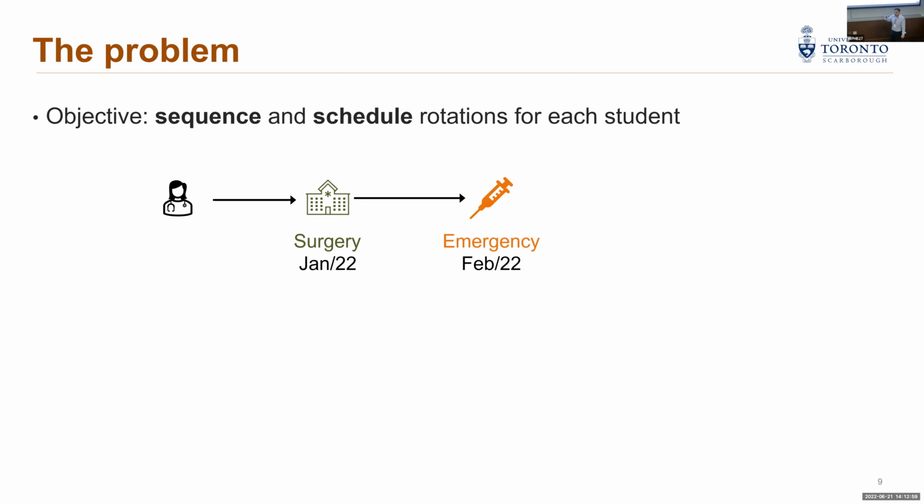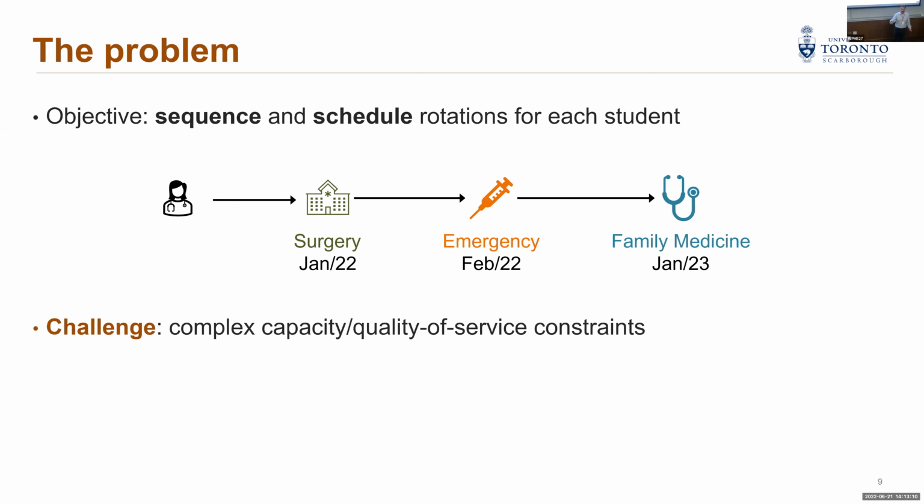Then the student is going to do an emergency rotation in February. Then the student will finish off doing family medicine on January 23rd. So you just need to define those sequences, schedule them through time, and do this for all the students. The challenge here is that you have complex capacity and quality of service constraints.